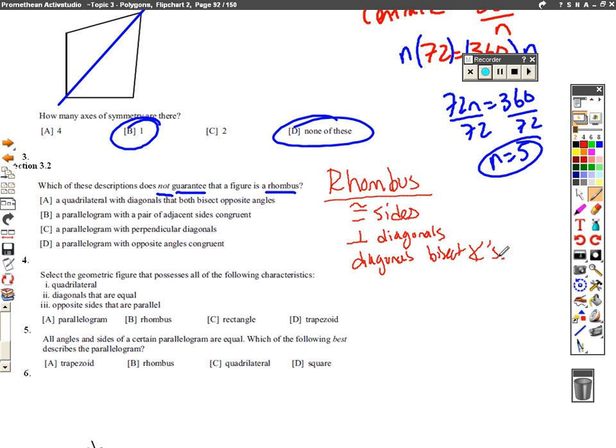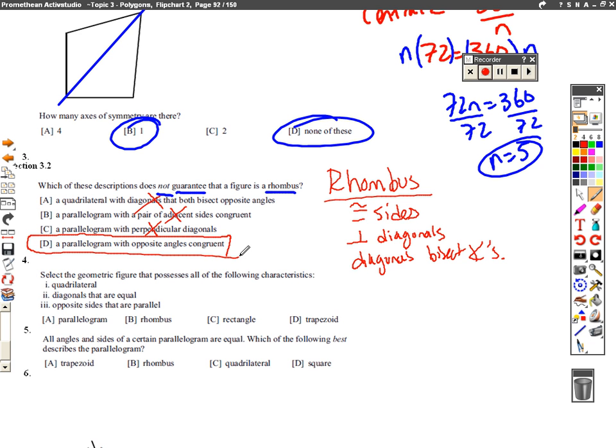So let's look over here. Quadrilateral with diagonals that bisect the angles. Oh, that's a rhombus, so we're going to cross that out because we want not a rhombus, or not guaranteed that it's a rhombus. A parallelogram that has adjacent sides congruent. All the sides are congruent in a rhombus, so that's specific to rhombus. Parallelogram with perpendicular diagonals, once again, specific to a rhombus. And so therefore a parallelogram with opposite angles congruent. That's true of all parallelograms, so it's not specific to a rhombus.